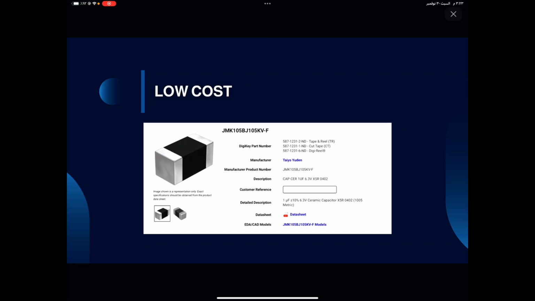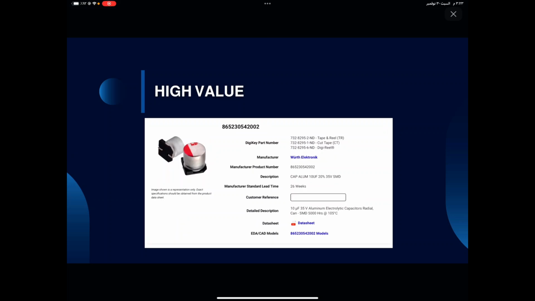The ceramic capacitor is so common and widely used due to its low cost, and it is stable for general purpose applications like low frequency filtering in circuits. And for the high value, it is the electrolytic capacitor, especially the aluminum electrolytic capacitor. It's high cost because it can achieve a high capacitance value, making it ideal for applications such as power supplies.